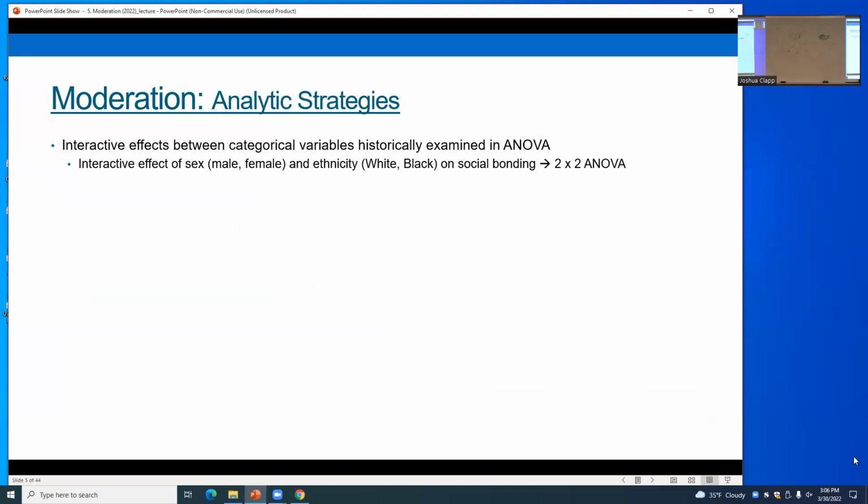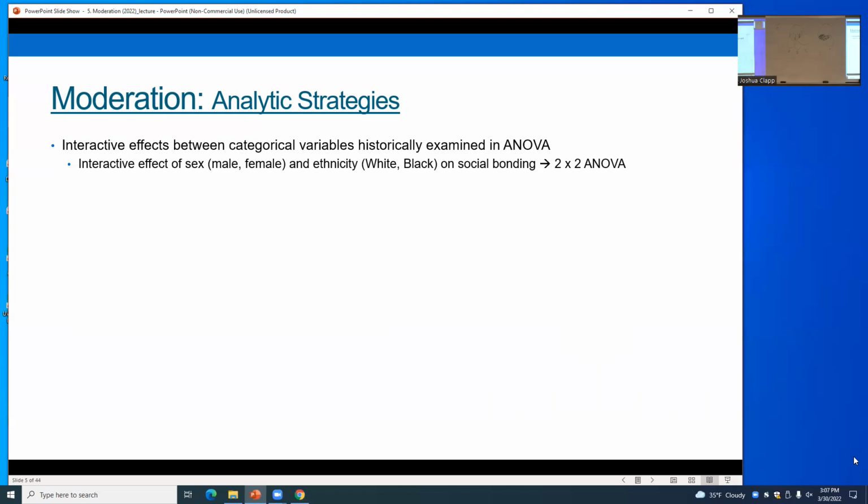So historically, what we've done is looked at interactive effects between categorical variables, looking at this in ANOVA models, which is what we did the whole first semester, and then a little bit at the start of this spring semester. Okay, so I wanted to look at the interactive effect of biological sex, men and women, and if we dichotomize racial ethnic identification, people who identify as white, people who identify as black, on social bonding. Maybe we have cultural influences on men and women, cultural differences across black and white communities on social bonding.